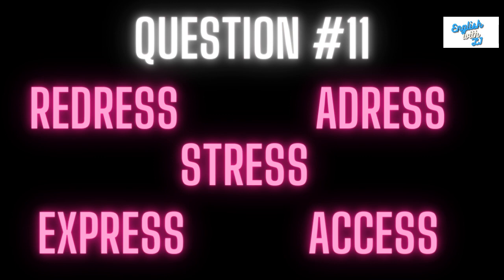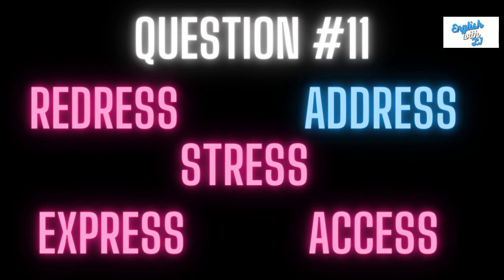Question number 11: redress, address, stress, express, and access. Redress, address, stress, express, and access. And the incorrect spelt word there is address, because there are 2 D's in address.